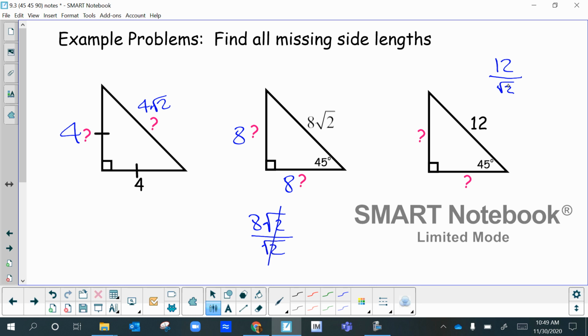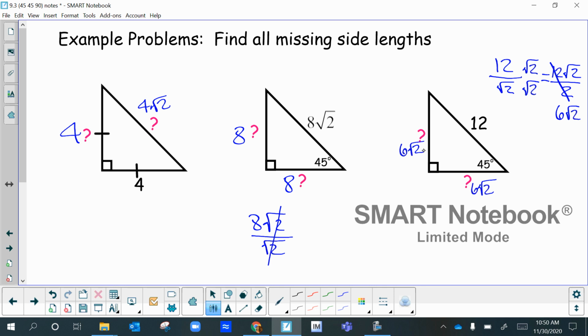We cannot leave a radical in the denominator. Technically, this is our answer, except for the fact that we can't leave it in this form. So you learned what to do, and that's multiply by radical 2 over radical 2, which equals 12 radical 2 over 2. You can simplify these right here. 2 goes into 12 6 times, and so this is simplified as 6 radical 2. So that is my leg right here, 6 radical 2, and both of them are always the same.